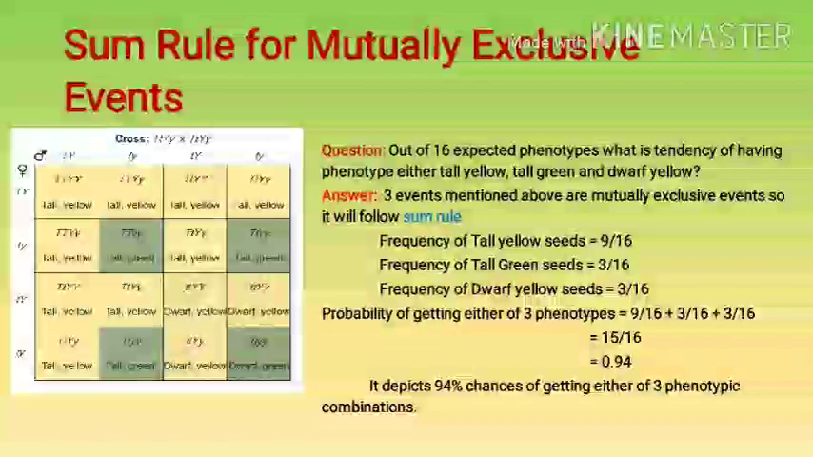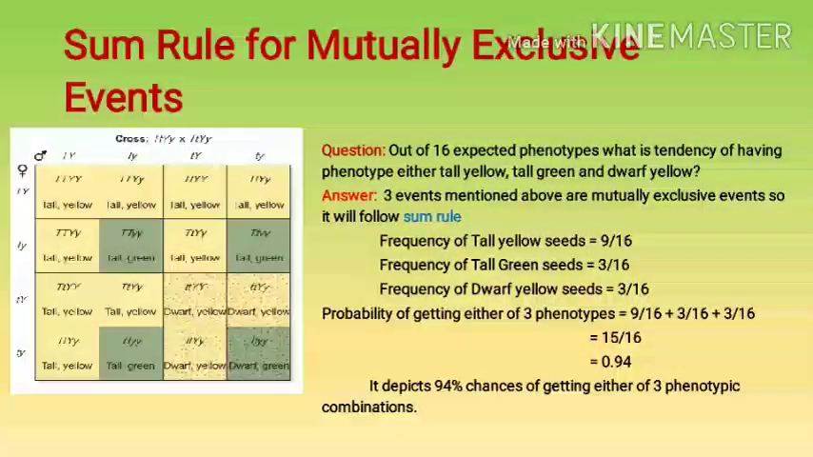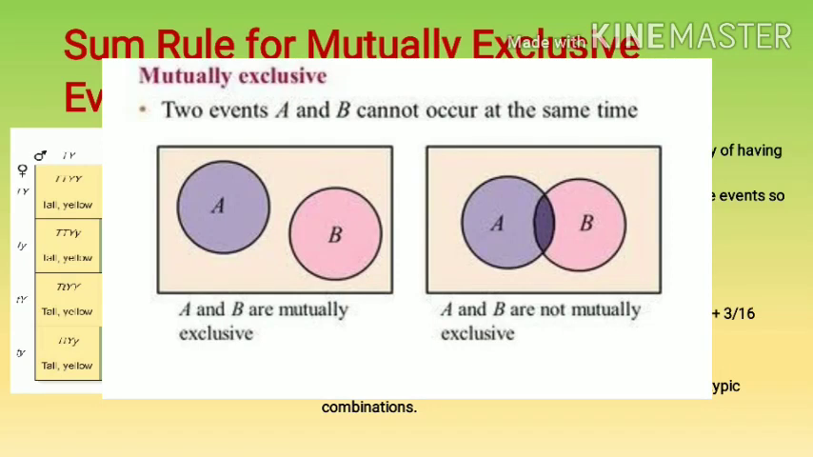After discussing the role of probability in defining genetic outcomes, we have to discuss the sum rule of mutually exclusive events. Before discussing the sum rule, we should know what mutually exclusive events are. These are disjoint events which cannot occur at the same time.